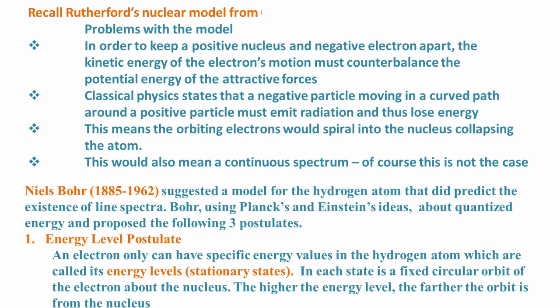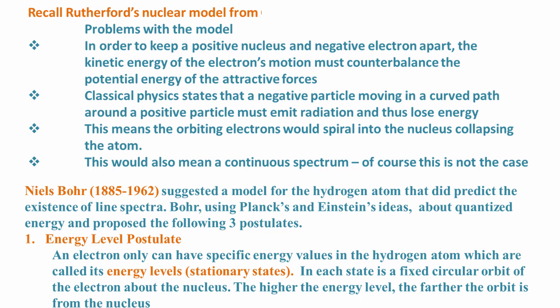All right, so we talked a little bit about Rutherford's nuclear model, and it's based on the fact that the nucleus has most of the mass of the atom with a positive charge, and around that nucleus move enough electrons to make the atom electrically neutral. There was actually a problem with the model.